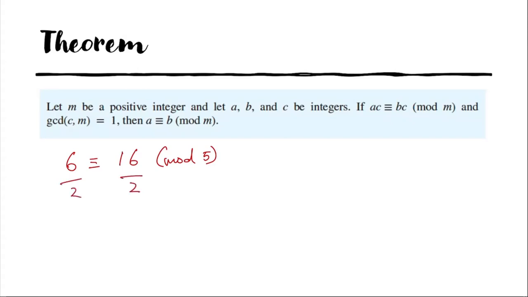Now the GCD of 2 and 5 is 1. So we are good to go. We can divide them. Now if you divide them, 6 over 2 will give you 3, and 16 over 2 will give you 8. Then we have 3 is congruent to 8 mod 5. Is this true after we divide? Is 3 congruent to 8 mod 5? Yes. So we know this is true.